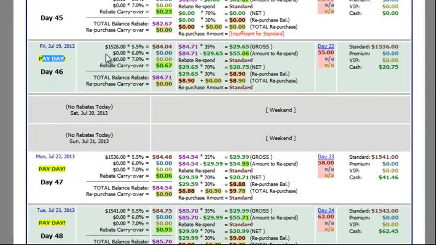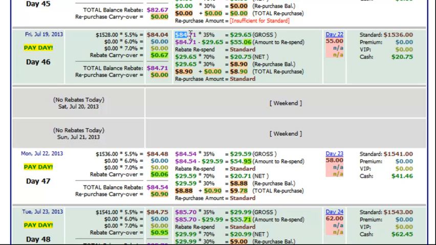And because it's day 46, now look at this, we have $84 that we made, but we said we only want to cash out 35% of the gross. So this $84.71 is the gross amount. We're going to take 35% of that. We said we only want to cash out 35% of the gross. That's $29.65, but remember, we're only going to get 70% of that $29.65.